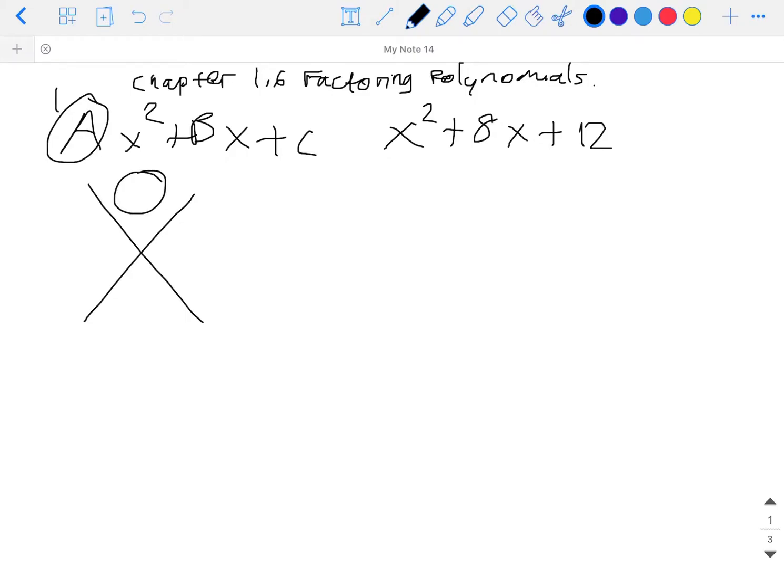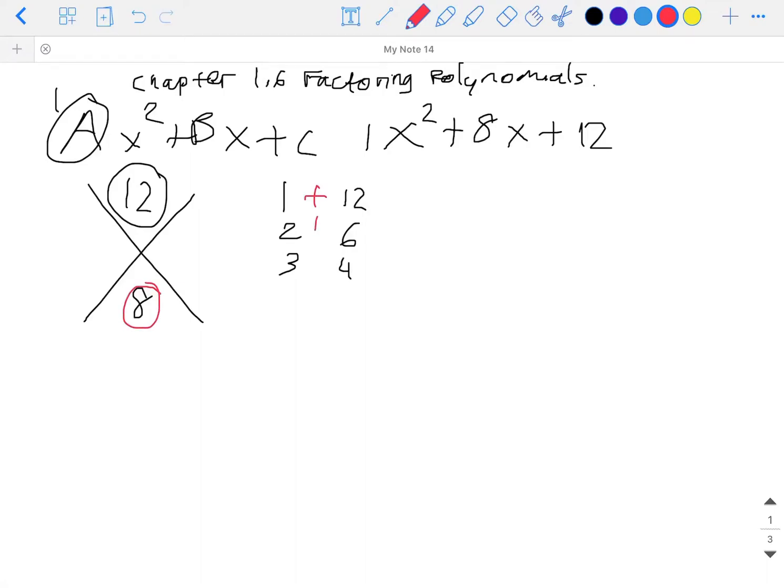The top of the cross product is the beginning times end, so that's 1 times 12, which is 12. And this is the middle term, which is 8. We want to find out the factors of 12 that add up to 8. Factors means multiples that multiply to 12: 1 times 12, 2 times 6, and 3 times 4. The sum of the terms must add up to 8.